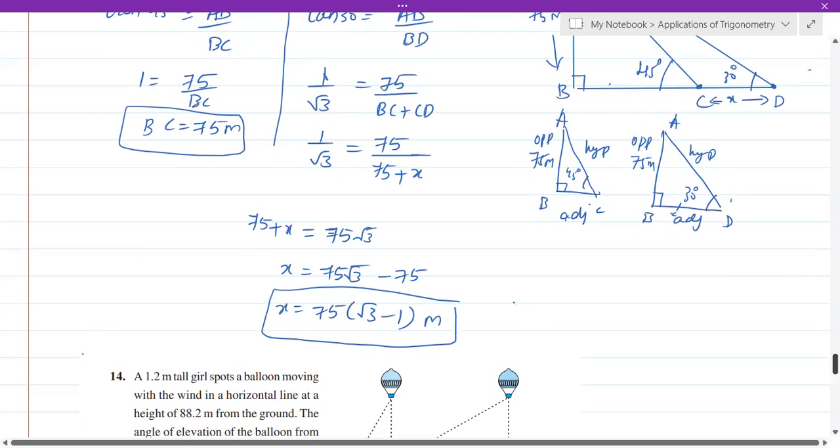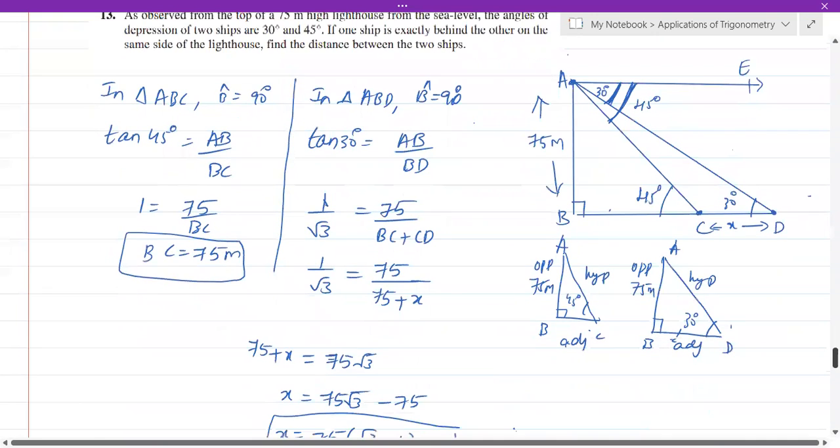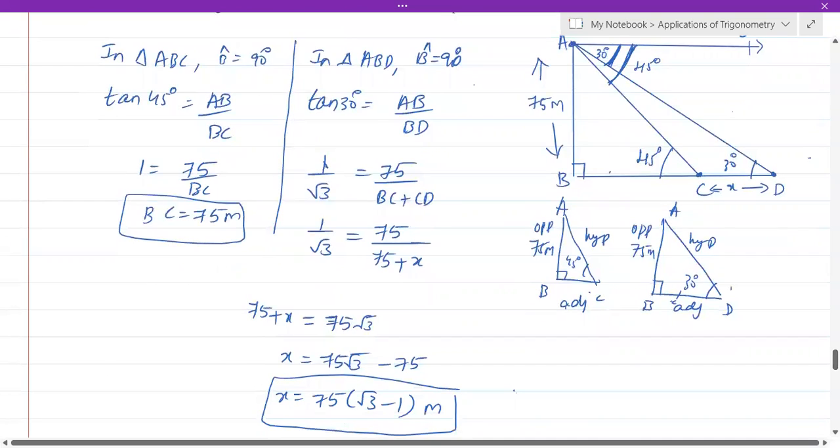I hope you have understood. Again, like all the problems here, we had two right angle triangles. One side was common, AB was common. Here we didn't find AB and equate, but while finding using this logic, we got the value of BC. That value of BC we used in the other triangle, and directly we got the value of X, that is the distance between the two ships.